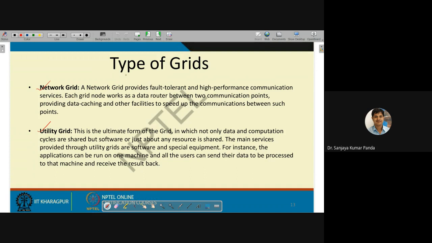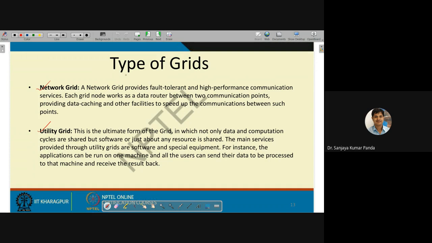So the utility grid is the ultimate form of the grid. If we are talking about data, you will say data grid. If we are talking about computation, you will say computational grid. If we talk about network, you will say network grid. Or if you need integration of something, you will say collaboration grid. The utility grid is not only focusing on this, but it also focuses on software and resources which are shared among multiple people. Not only data and computation cycles are shared, but other things are also shared in the utility.